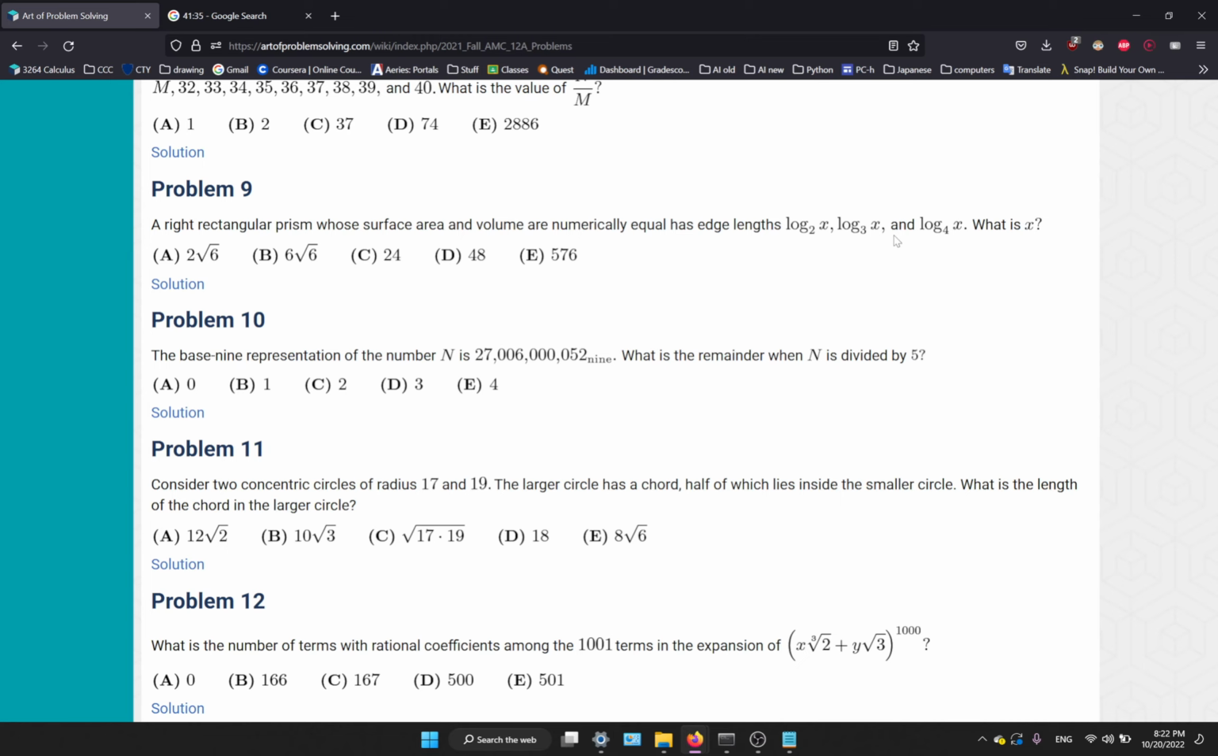So we're saying that log base 2 of x times log base 3 of x times log base 4 of x is equal to twice the product of each pair between those 3. That makes sense. Now what do we do? What is x?